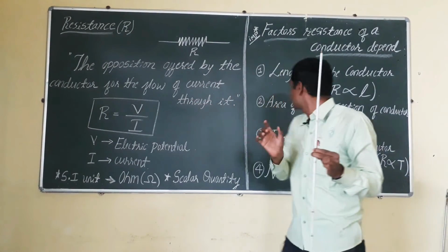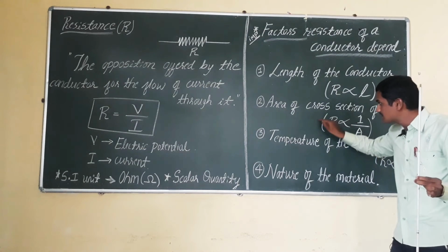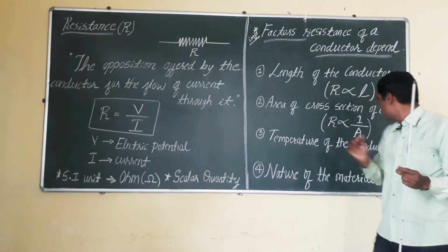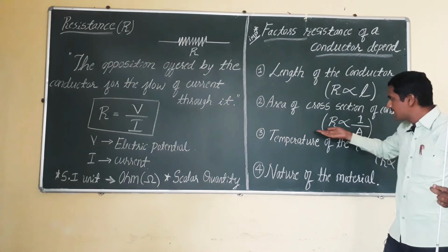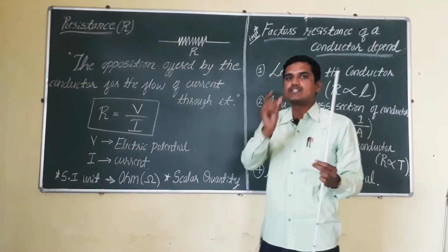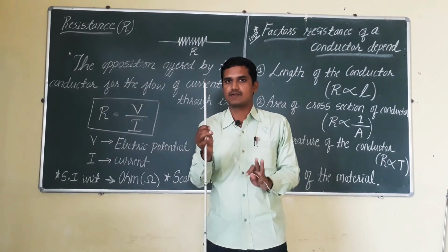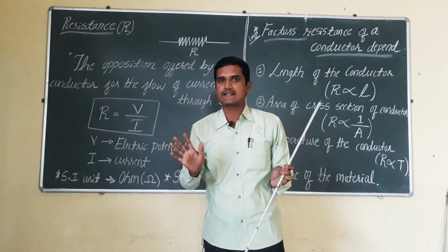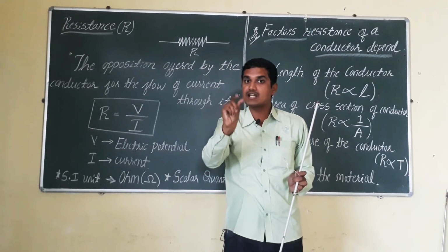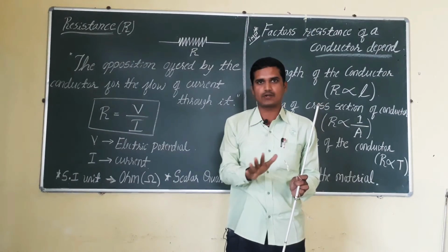The same concept is used here. If there is a large area of cross section, there is less resistance. And if you reduce the area of cross section, the resistance value goes on increasing. So do remember, the wire which has more thickness has less resistance. I will tell you one very simple example. Street wires have a large area of cross section, so the resistance will be very less.